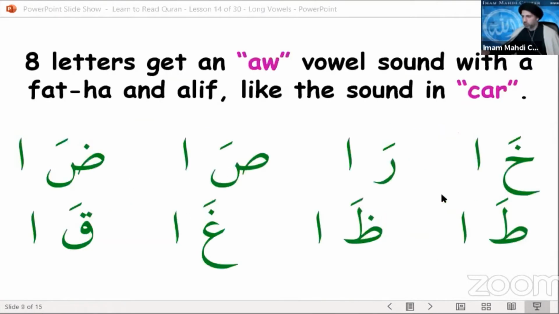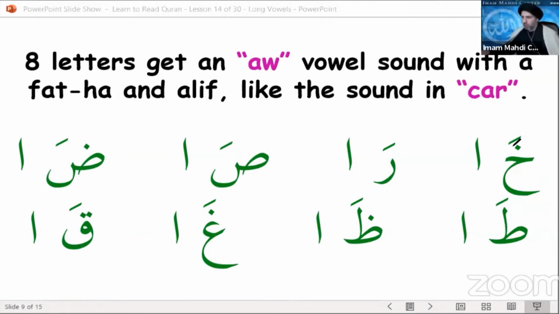So now, just as we had before with the short vowels, there were 8 letters that when they had a fatha on them, instead of giving it the a short vowel sound, we give it a different sound. So for example, this letter right here, this is kha. When we read the kha with a fatha by itself, instead of kha, we say kha. We don't say kha, we say kha.